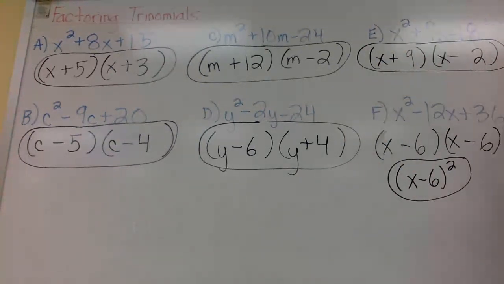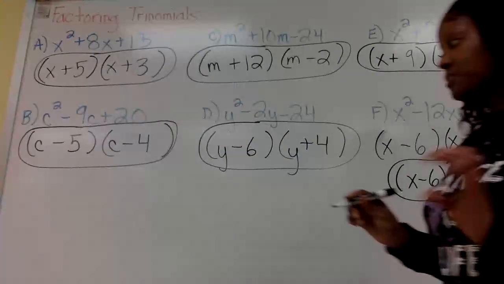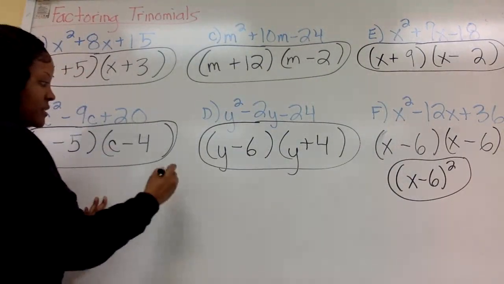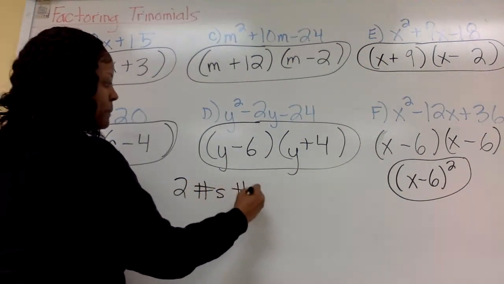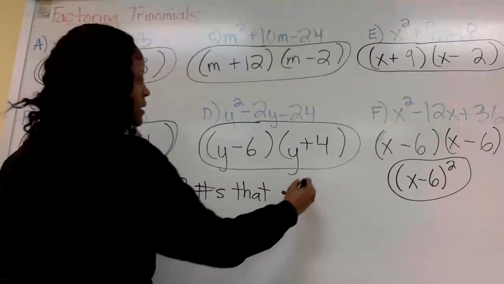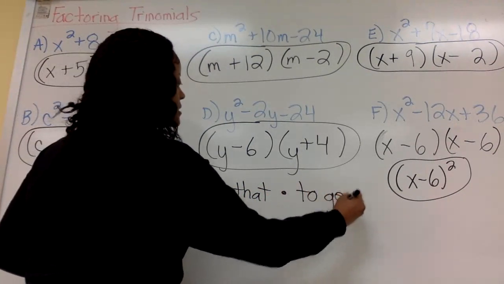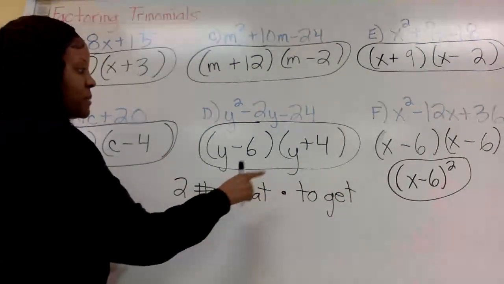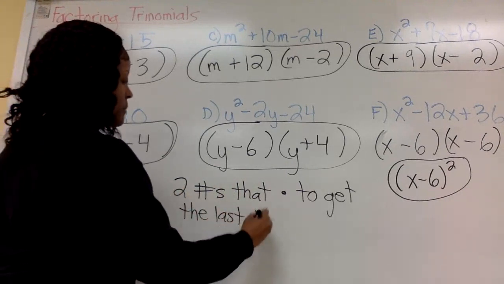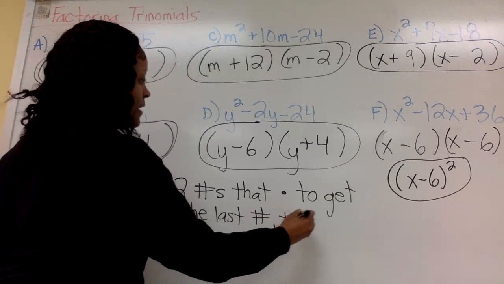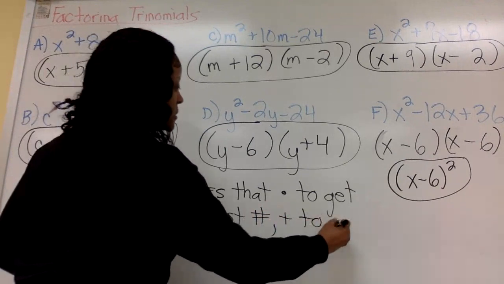So the take-home point for this, when you are factoring trinomials, you are looking for two numbers that multiply to give you the last number, and add to get the number in the middle.